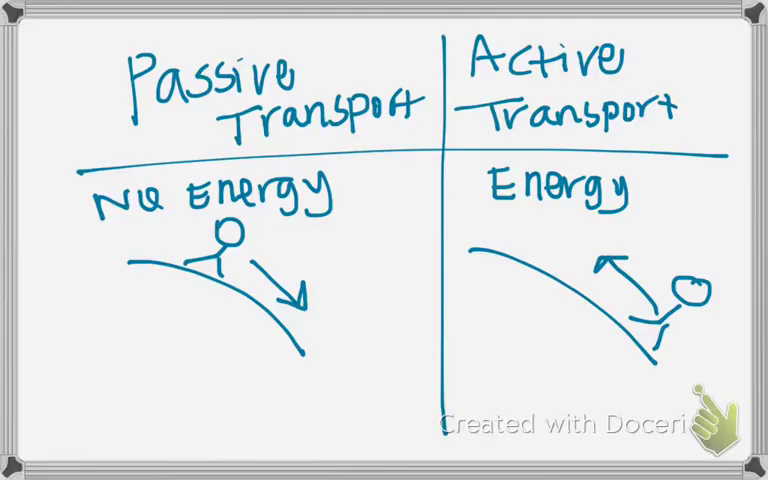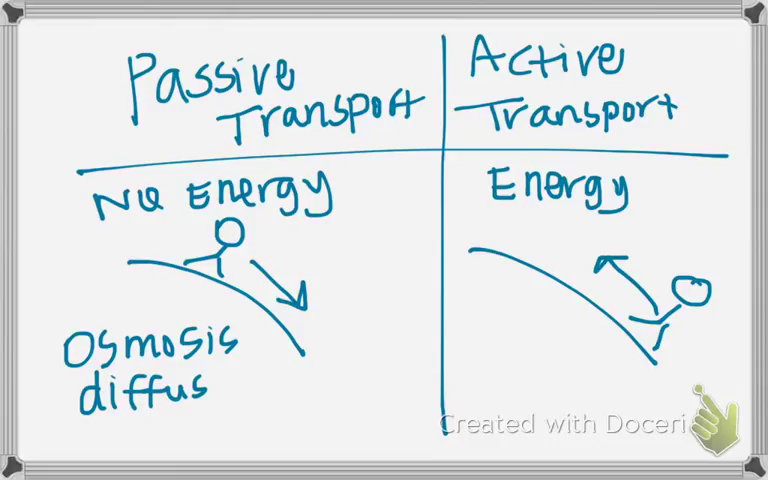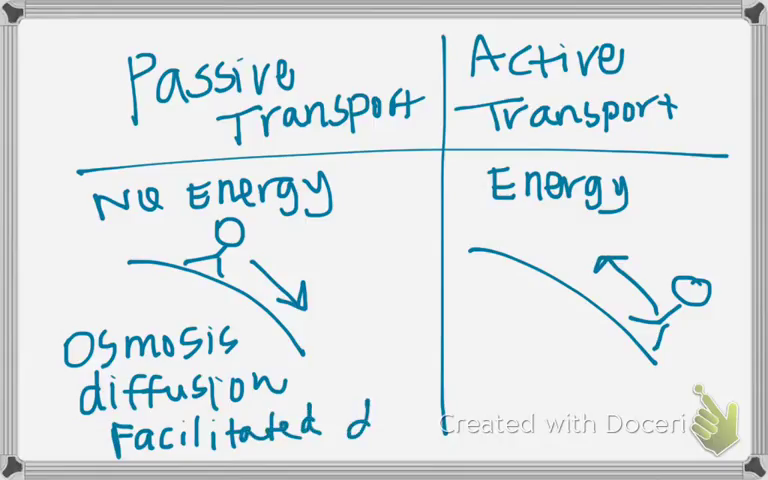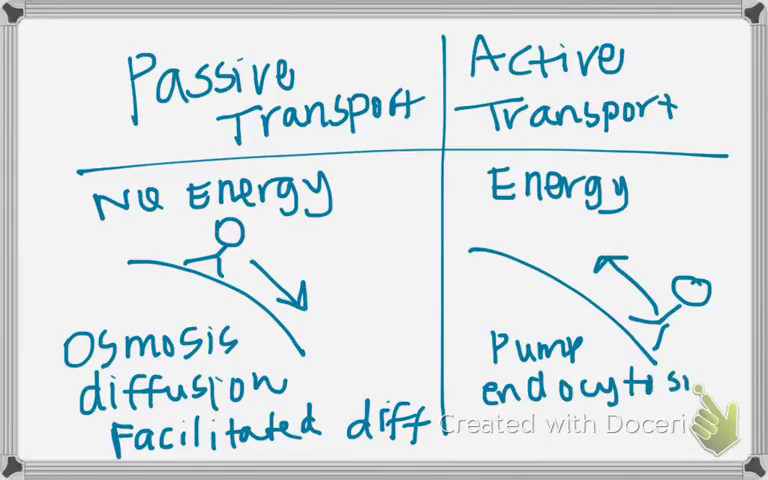Okay, examples of passive transport are osmosis, diffusion, and facilitated diffusion. Okay, active transport, you've got pumps, and you got endocytosis and exocytosis. All right, I hope that was helpful.